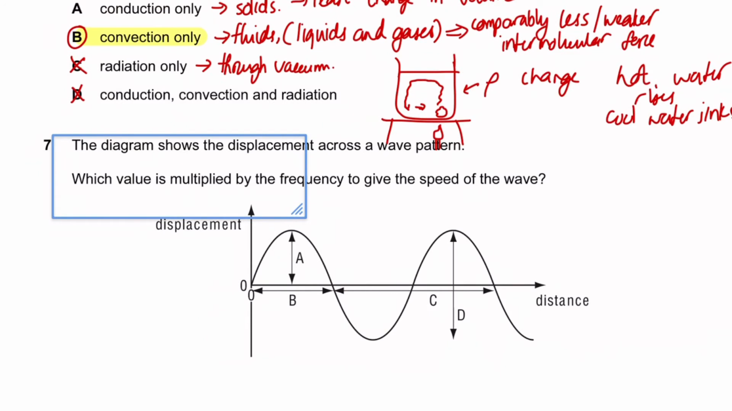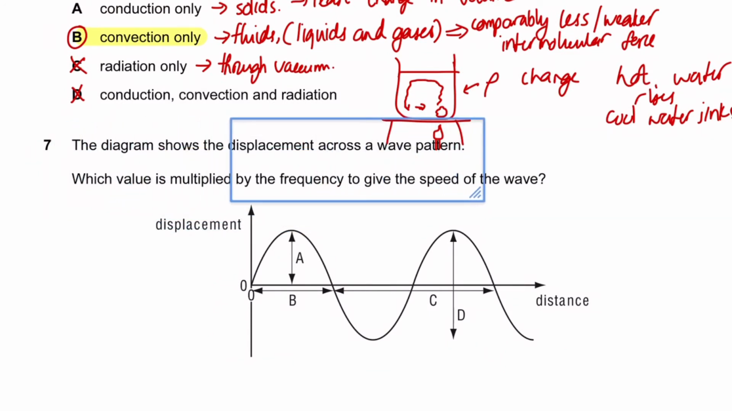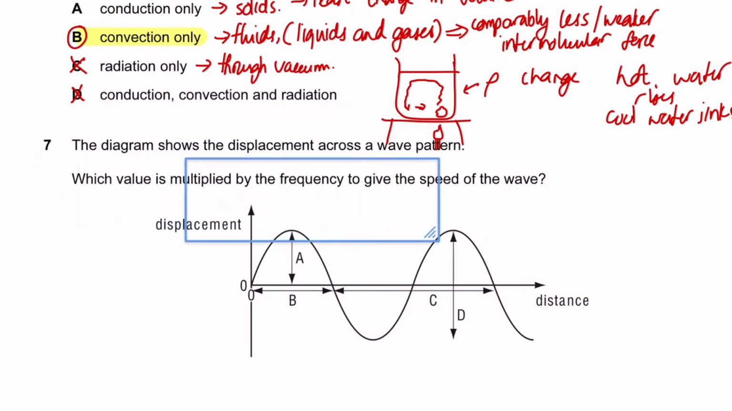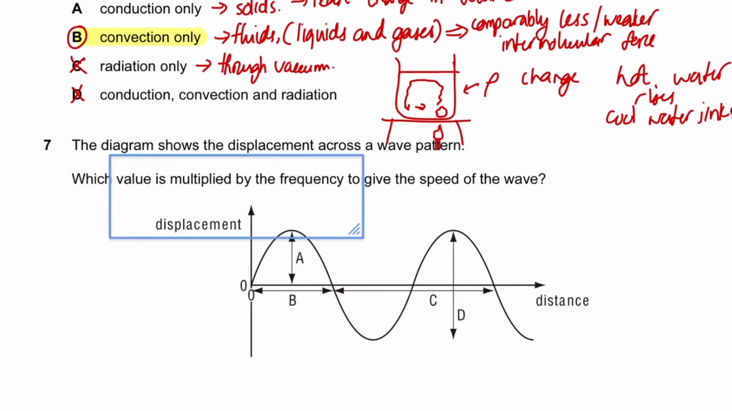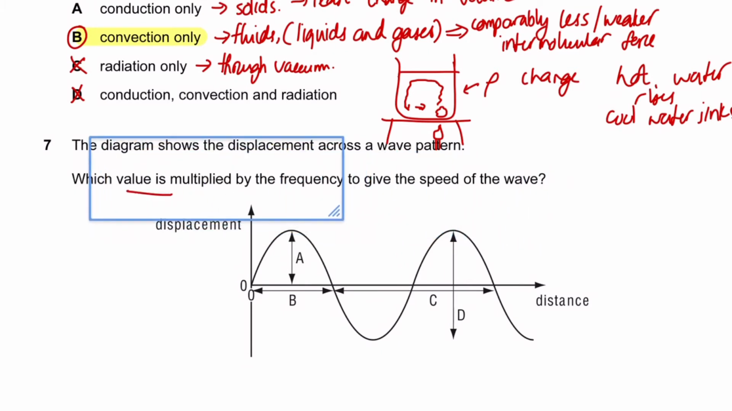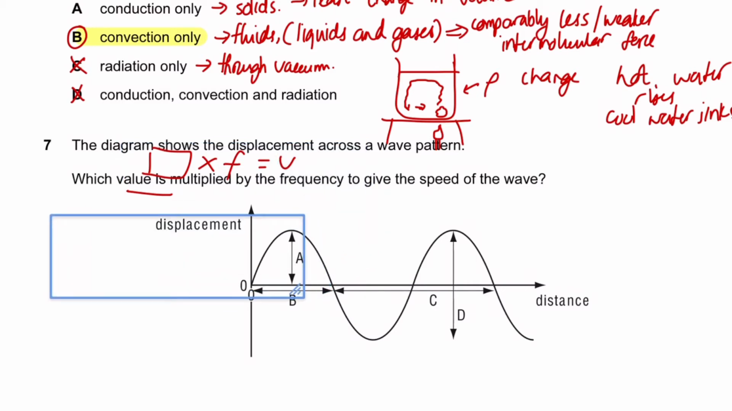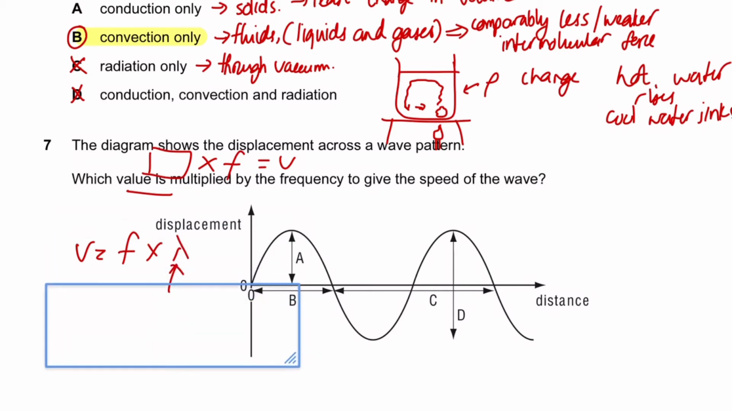Alright, moving on to question 7. The diagram shows the displacement across a wave pattern. Which value is multiplied by the frequency to give the speed of the wave? Alright, they're asking what is multiplied with frequency to give you the velocity. As we recall, velocity is frequency multiplied with lambda. What is lambda? Lambda is the wavelength.